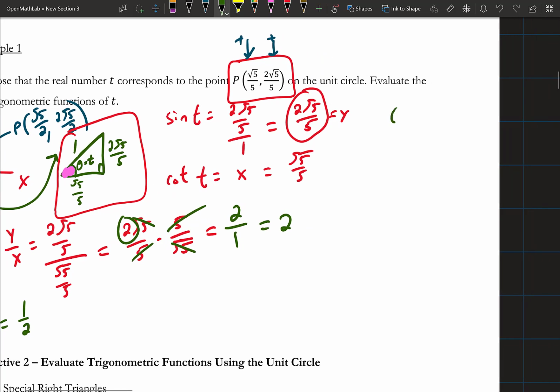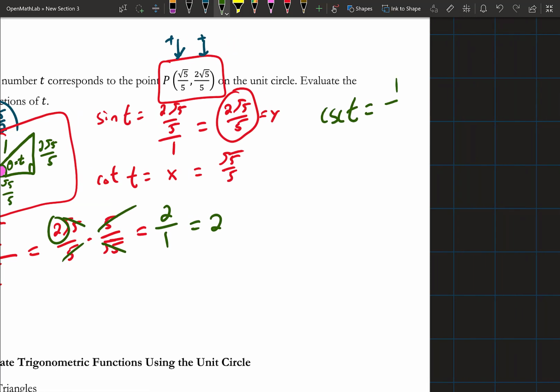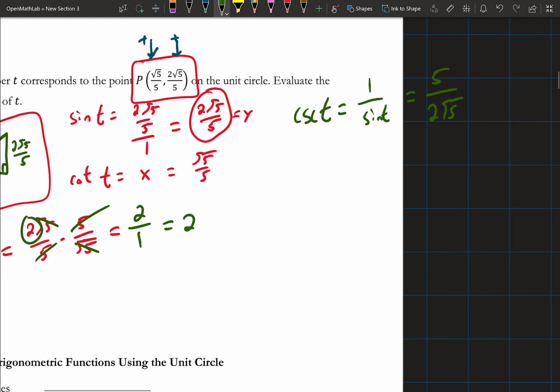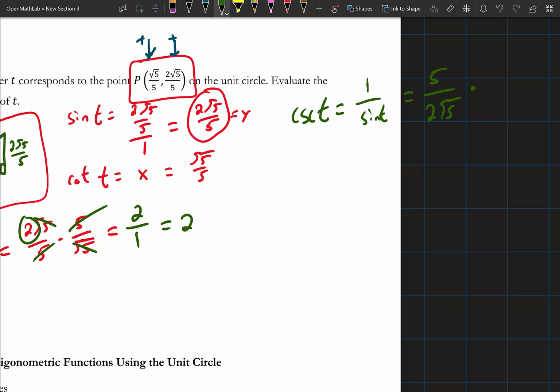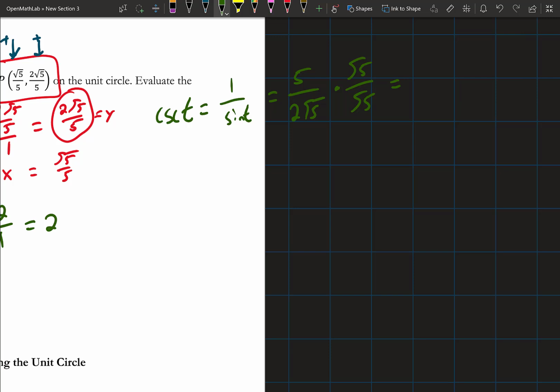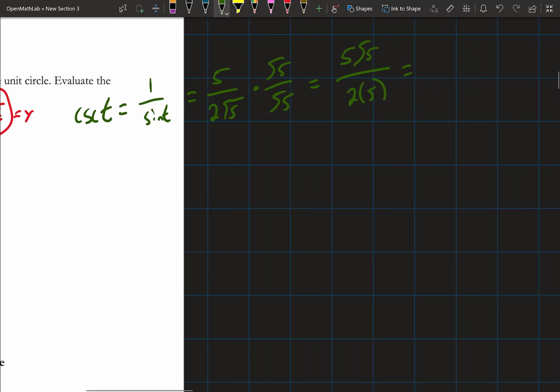So then the other 2, right? We need to find cosecant of t. So cosecant of t would be 1 divided by sine of t, which would be equal to 5 over 2 radical 5, right? It'd be the reciprocal. So then I need to multiply top and bottom by radical 5 in order to rationalize the denominator. So we'd have 5 radical 5 in the top and 2 times 5 in the denominator. So the 5s can cancel, right? So then what we're left with is just radical 5 over 2.